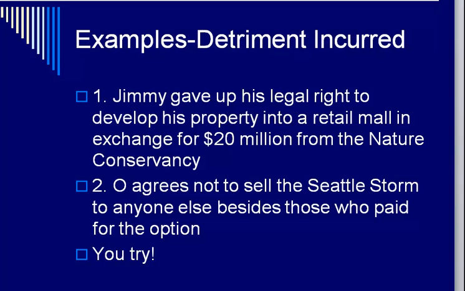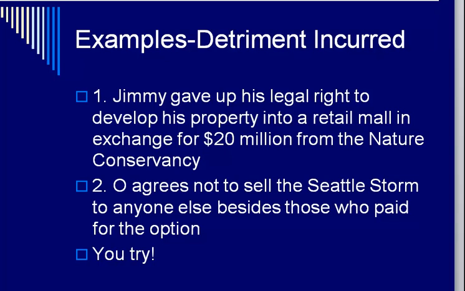However, the Nature Conservancy really wants to turn it into a preserve. So they give him $20 million so that he will agree not to develop it. So in that case, he's giving up his legal right to do whatever he wants in exchange for $20 million, and that is a detriment incurred form of consideration.